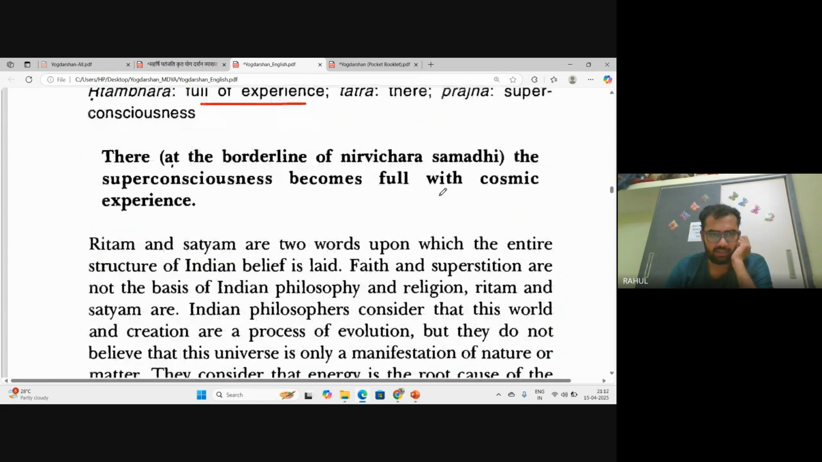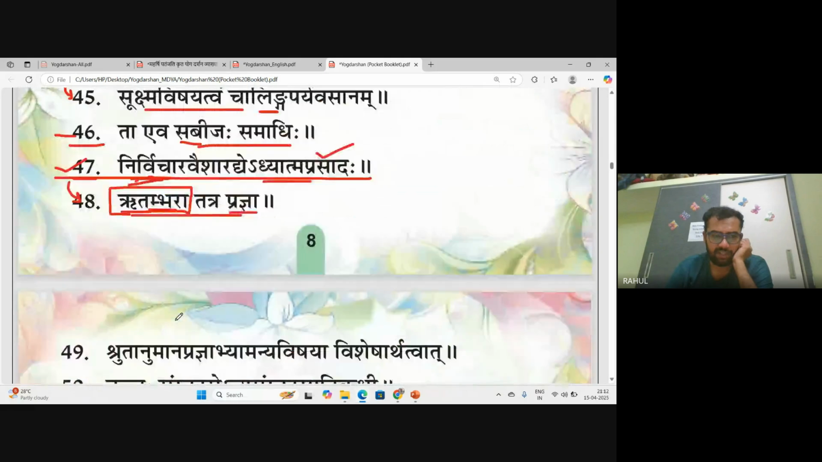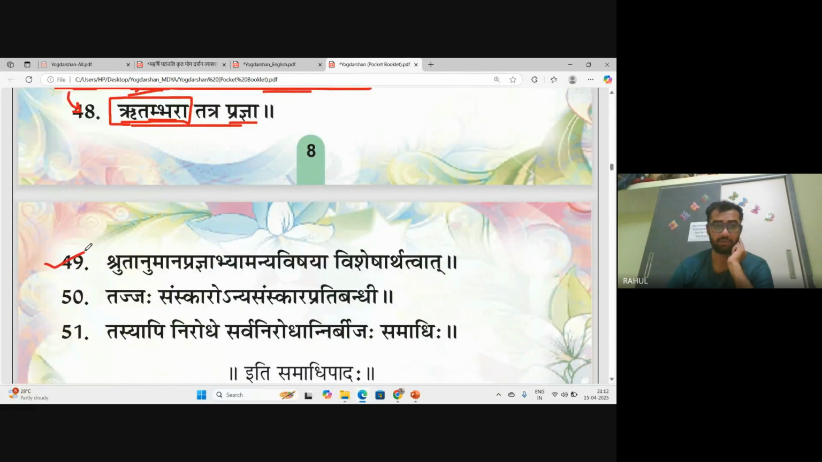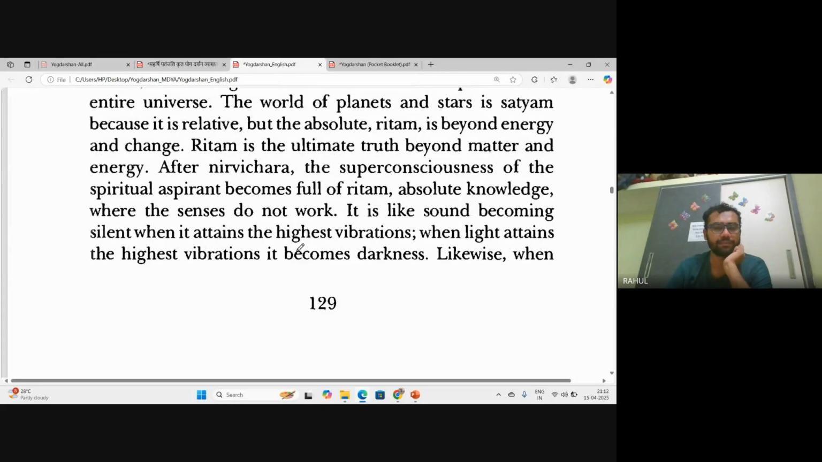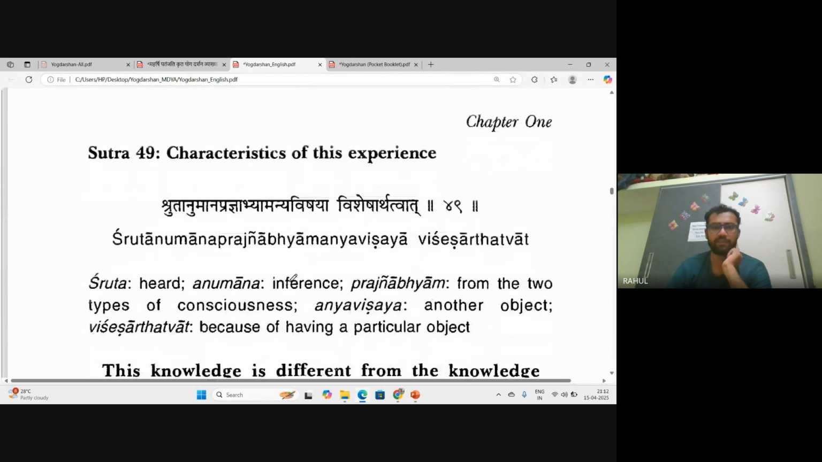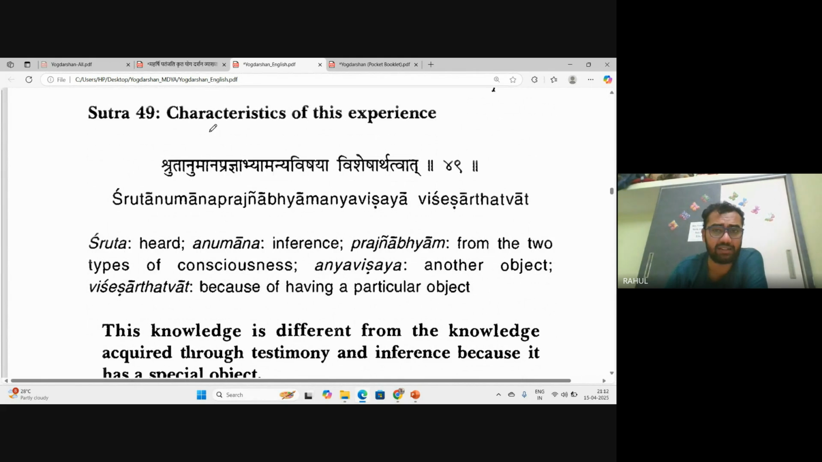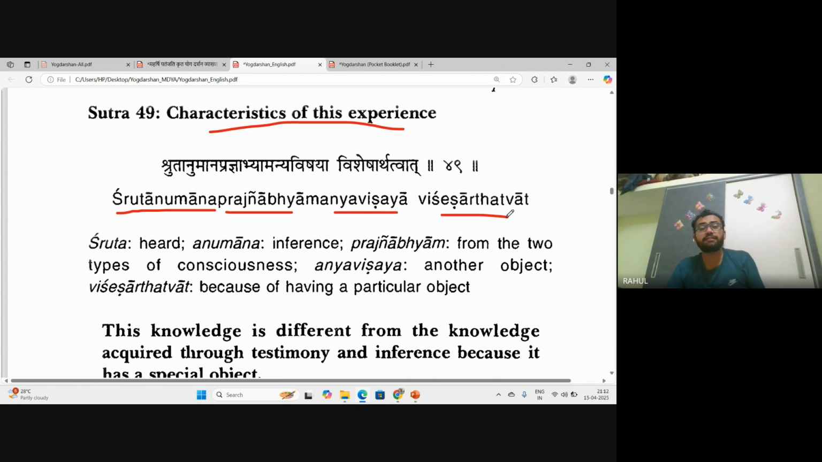Now let us understand what is Ritambhara in sutra number 49. He is explaining what will happen in the Ritambhara Pragya stage. The next sutra tells what we will get in the Ritambhara Pragya experience. He's telling Srutanuman Pragyabhyam Anya Visya Vishesarthatvat.